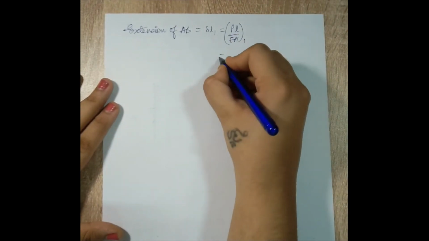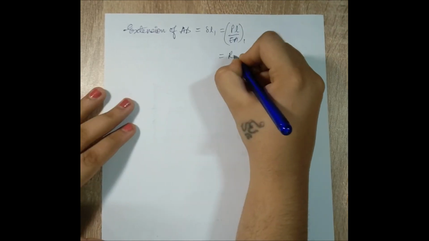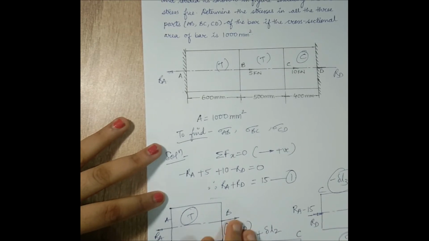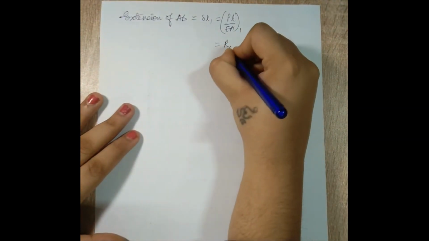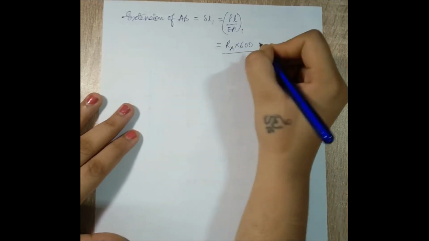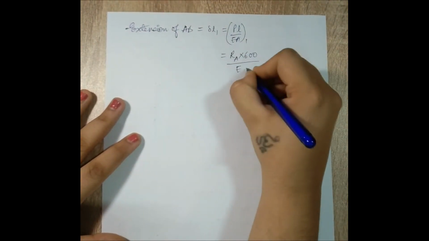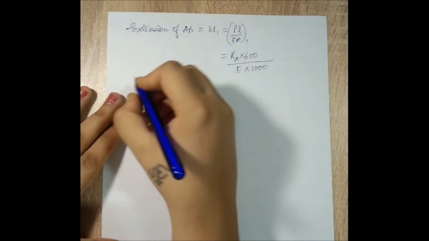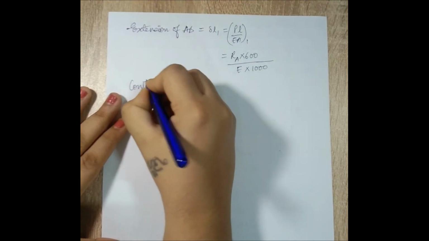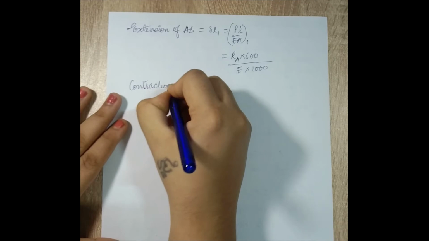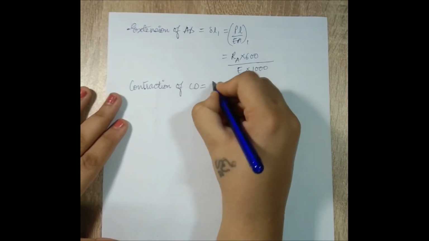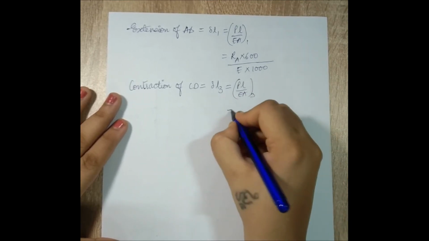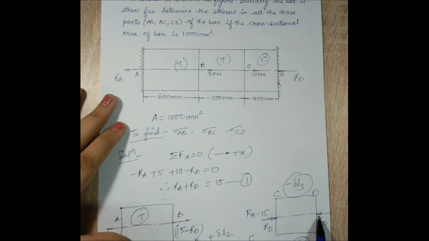So here the value of P will be, if you look here, it is only RA, the length is 600, the value of E is not known to me, so I'll leave it as E, and the value of area is given to me as 1000 mm square. Next is contraction of CD. This is delta L3 will be PL upon EA for the third bar. So let me write down the value of P first. It is RD.